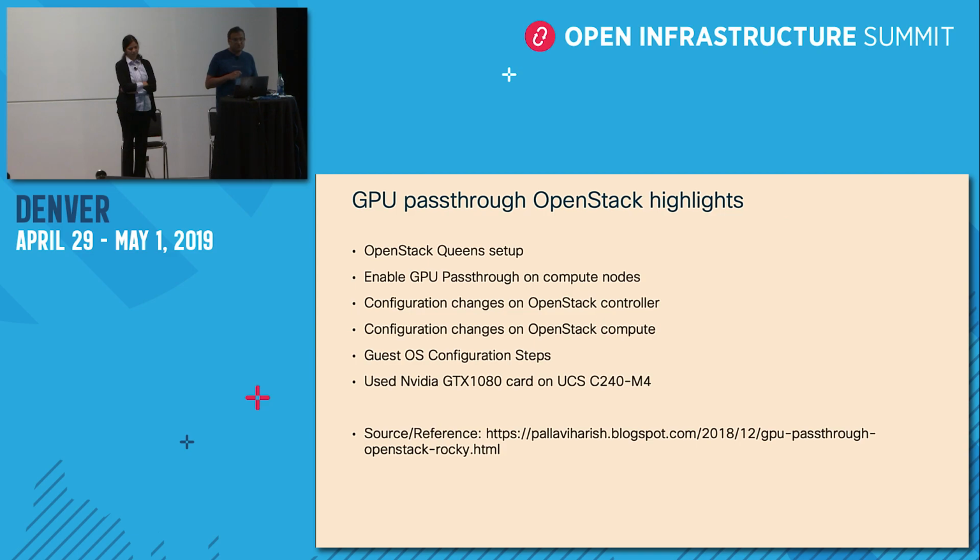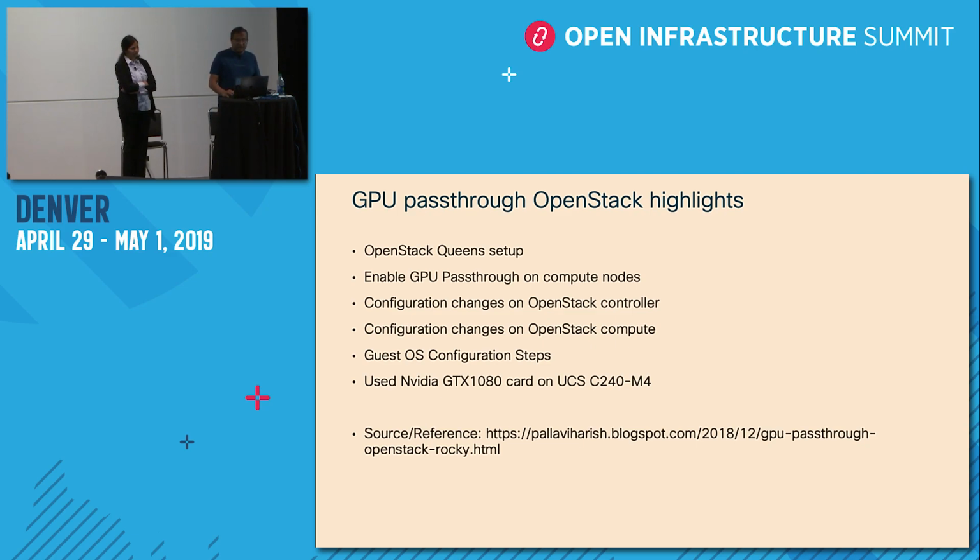There is a source that we used. It's a very good blog written by somebody, and it's pretty accurate. Those instructions were written for Rocky, but those instructions work for Queens as well. At a high level, our OpenStack deployment is Queens. What do you need to do at a high level? You need to enable GPU pass-through on the compute nodes. You need to make configuration changes on the OpenStack controller. You also need to make configuration changes on the OpenStack compute nodes. And you need to make some changes in your guest OS. In this particular case, the guest OS is going to be the nodes which are running your Kubernetes workers, basically.